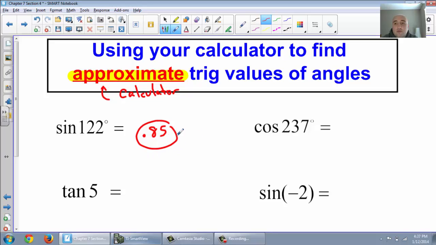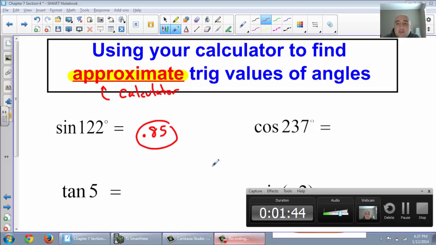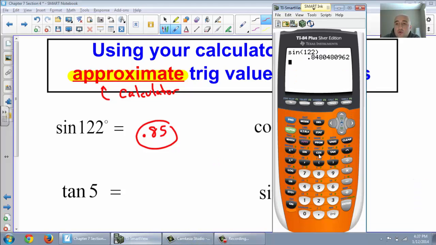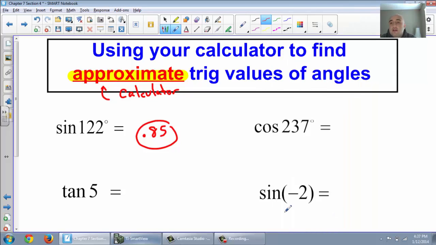All right. Next one, same thing. We're in degrees. We're doing cosine of 237 degrees, which is negative 0.54.